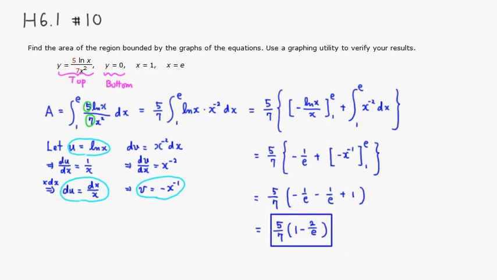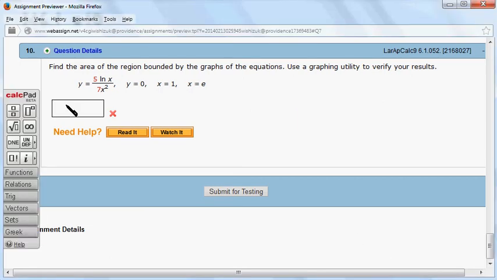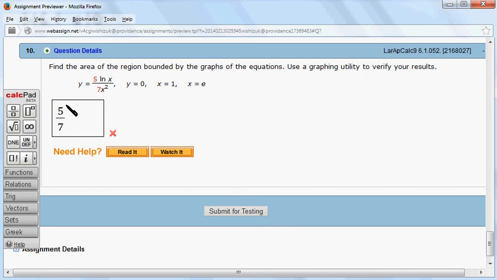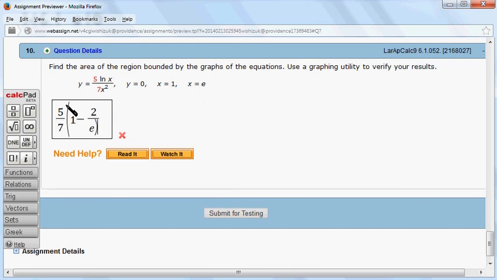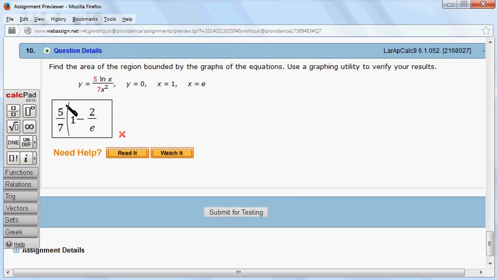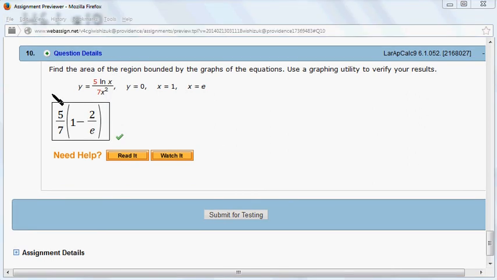All right, let's type it in. The answer we got was 5/7 times the quantity 1 minus 2/e. Oops, wrong place. 2/e. All right, let's check. It came back and looks like we got this one correctly as well. That's it. I hope that this was clear.